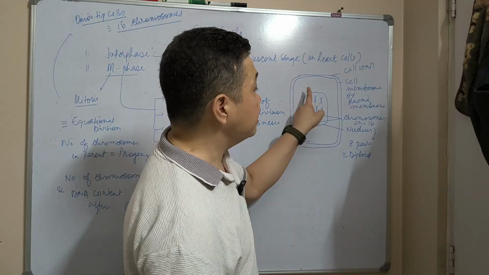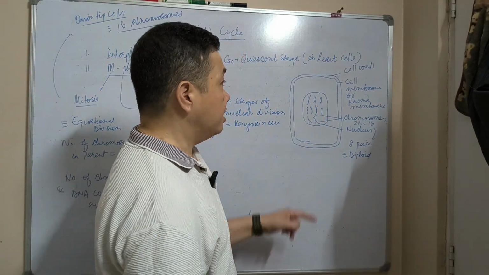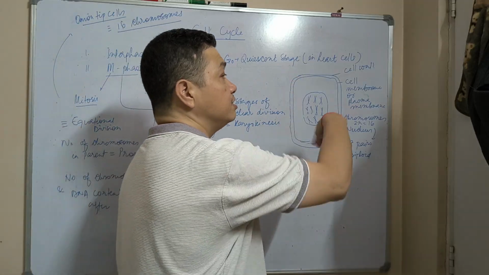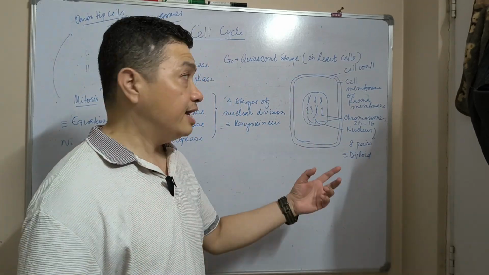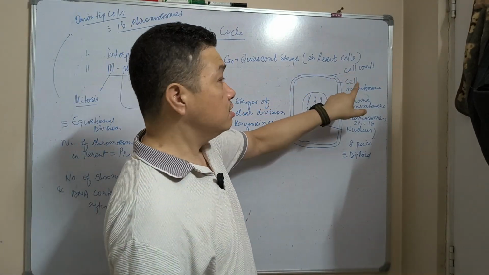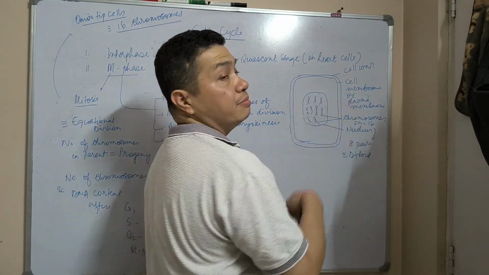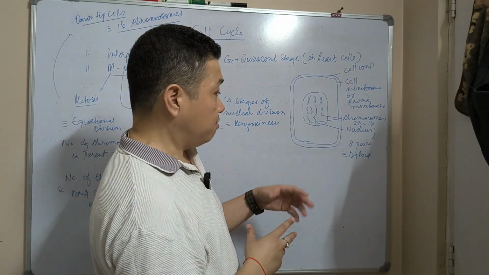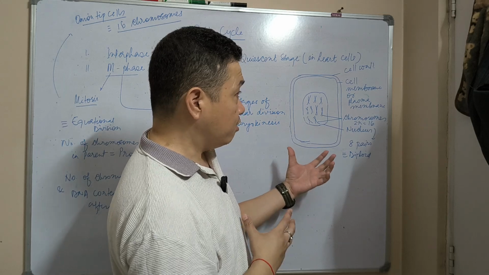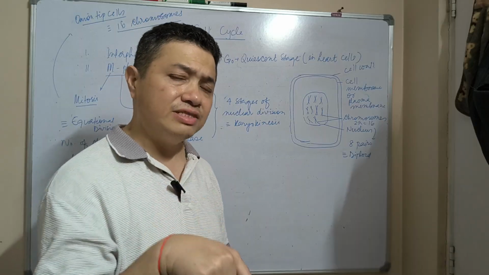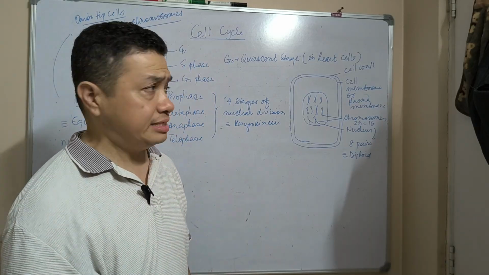So the chromosomes are inside the nucleus, and if it is a plant cell, there will be another layer covering the cell membrane, and that is called the cell wall. This is a plant cell, an onion cell, so it has a cell wall over the cell membrane. So by observing whether there is a cell wall or not, we can identify whether a given cell is a plant cell or an animal cell.